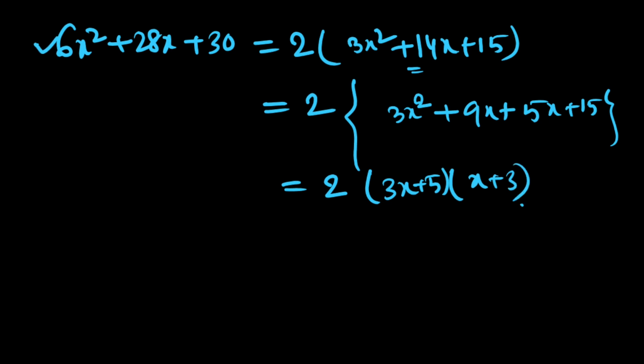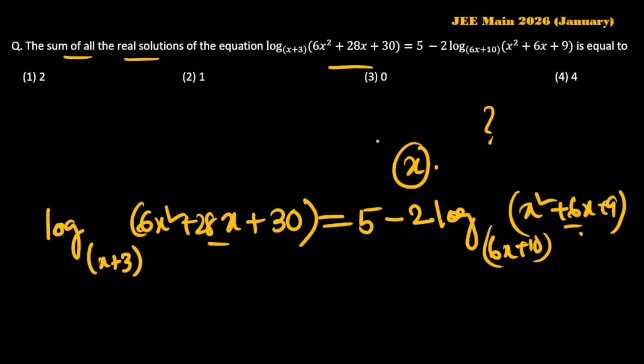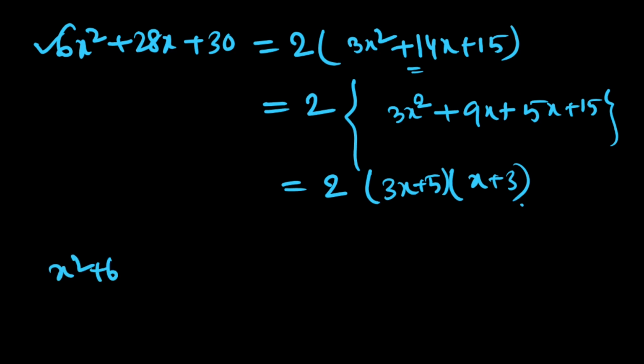So the first argument is this, and the second argument is x² + 6x + 9. We can write x² + 6x + 9 as (x + 3) the whole square. So we got our arguments. First we write the left hand side and simplify it.